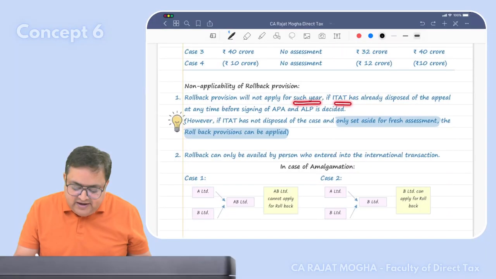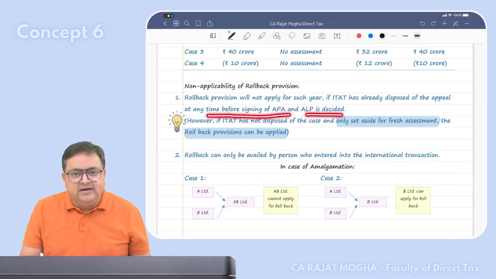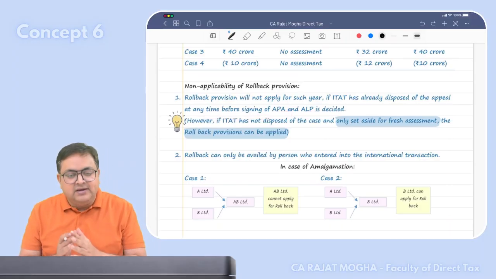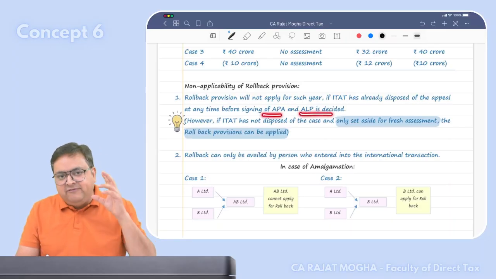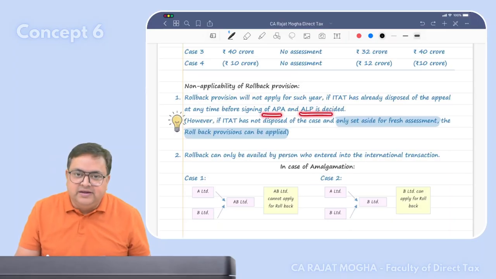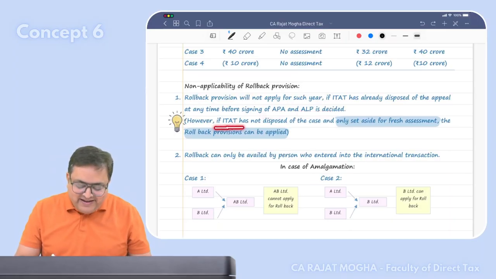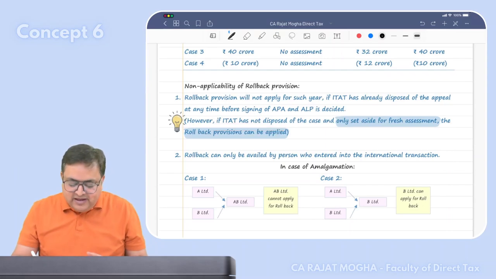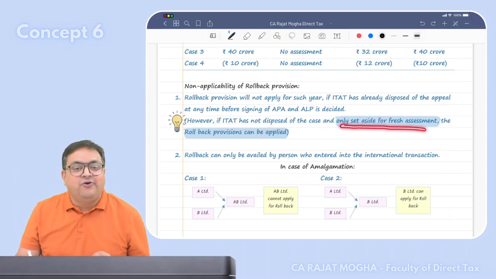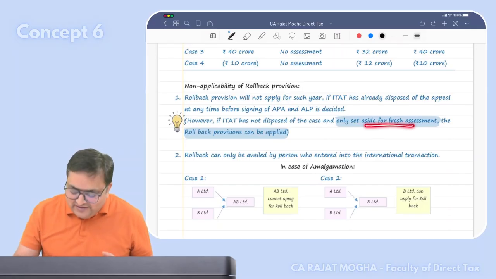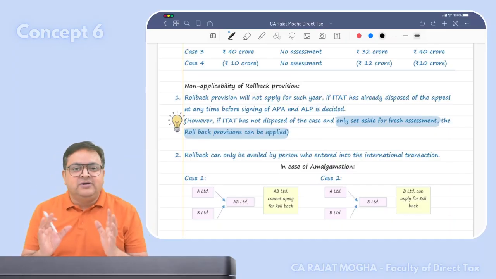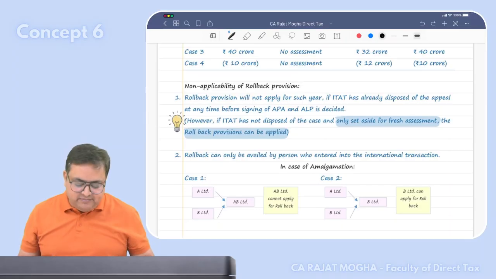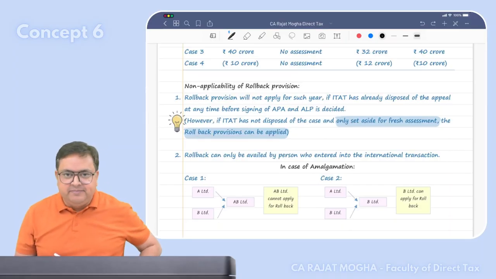For such a year, if ITAT has already disposed of the appeal at any time before signing of APA and ALP is decided by the ITAT, because they are the final fact-finding authority, and before signing the APA they have done it, then you can't go for rollback provisions for that year. However, if ITAT has not disposed of the case but has only set aside for fresh assessment and referred to the AO to do the fresh assessment, that does not amount to decided. So for that, rollback can be applied. Correct?